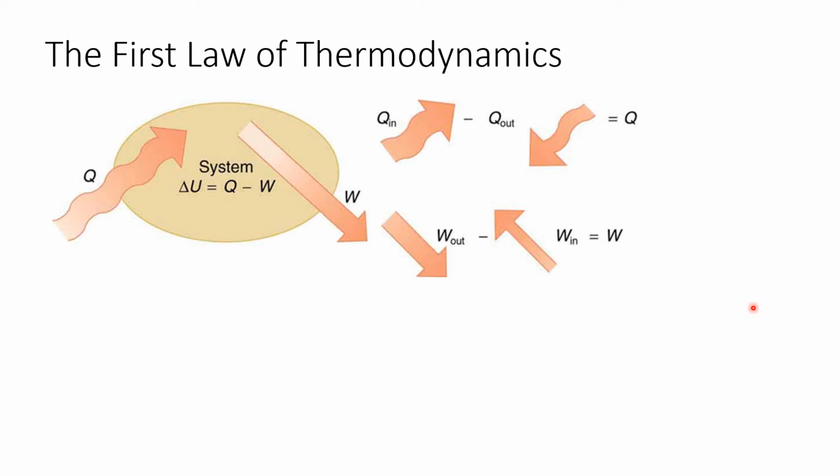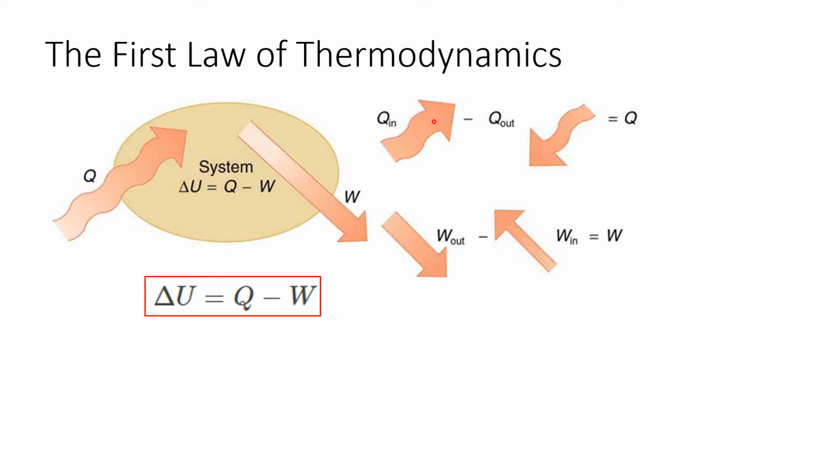In equation form, it is delta U equals Q minus W. Please note that Q is positive for net heat transferred into the system, and W is positive when more work is done by the system than on it.